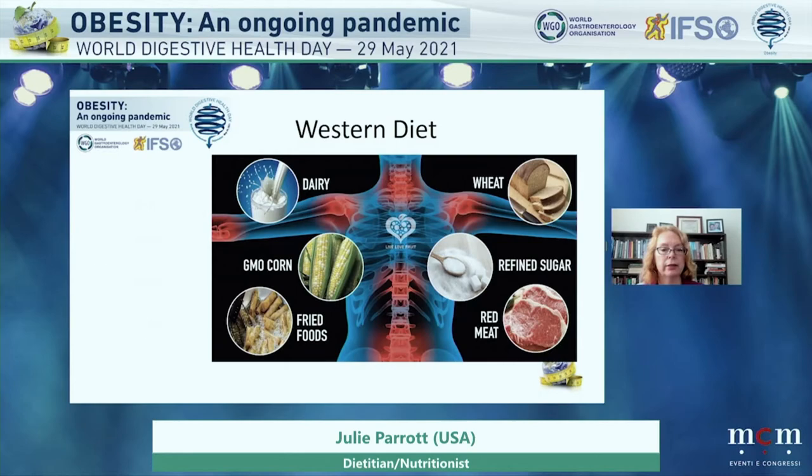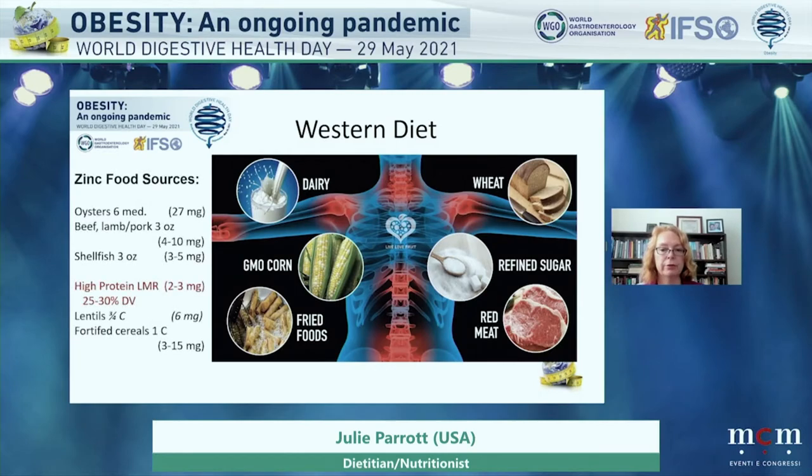So let's look at some good food sources of zinc, and the foods here are listed by a realistic serving size and the amount of zinc provided. For example, a 3-ounce portion of beef, lamb, or pork gives 4 to 10 milligrams of zinc.